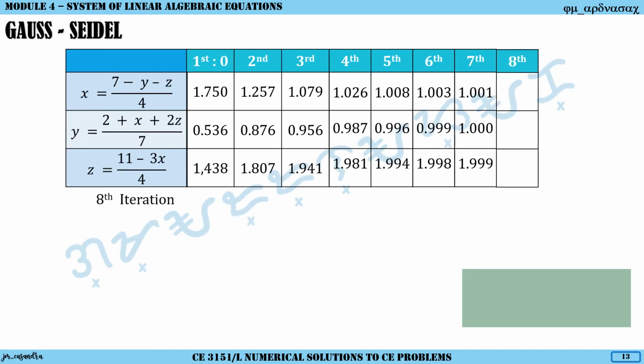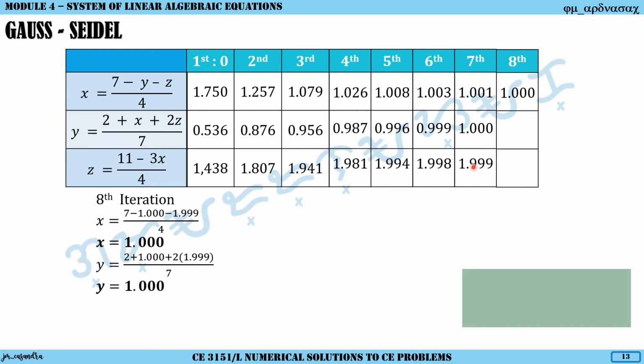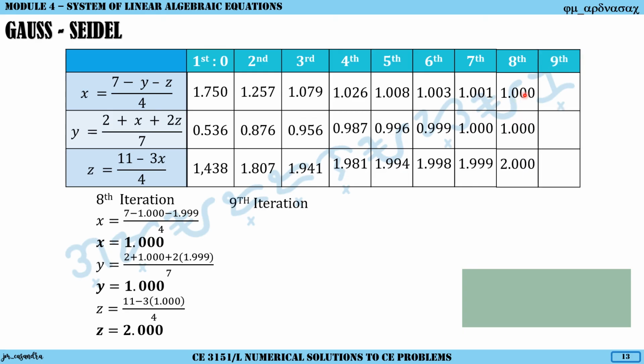So we have our 8th iteration. So x is equal to 7 minus our previous y and previous z, or latest z and y. So x is equal to 1. For our y, latest x and z, it's 1 and 1.999. So the new y now will be 1.00. Then for z, the latest x, which is 1, will give us z equal to 2. So still not the same or identical values, so we move to our 9th iteration.